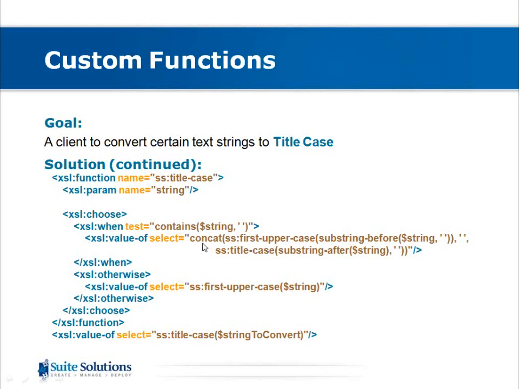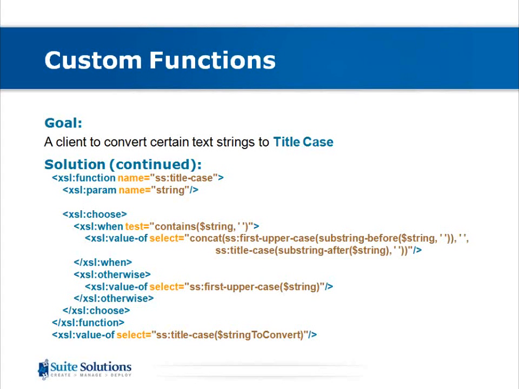What we need to do is concatenate the first uppercase version of the substring before the space, i.e. the first word, followed by a space, followed by the title case of the substring after the space. What this does is it gives us the first uppercase version of the first word and then continues on to process the rest of the string. So if there are 5 more words, we'll continue to process each of those recursively.